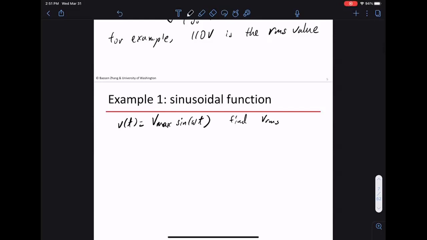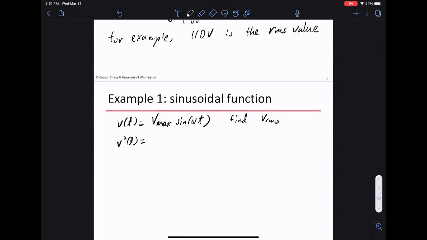Okay, so let's try to integrate this. Before integrating, we take a square. So this is V max squared sine squared omega t. Obviously sine squared is not something that's easy to integrate.